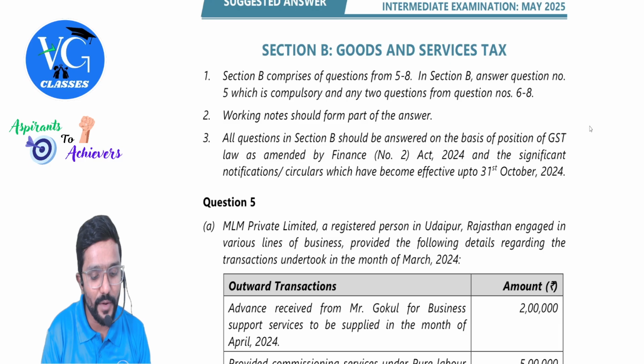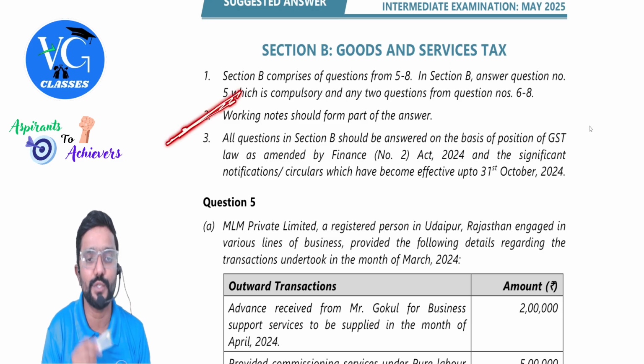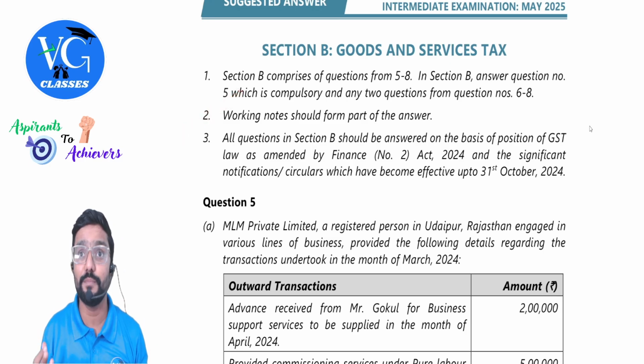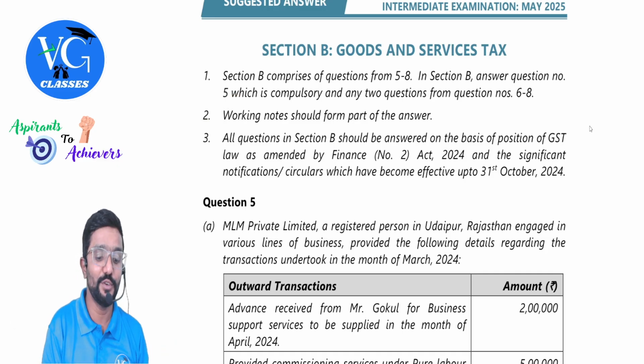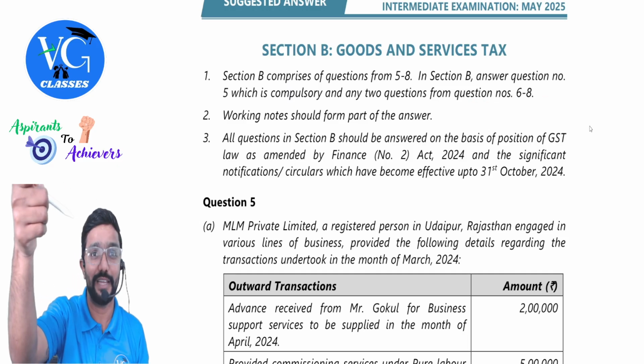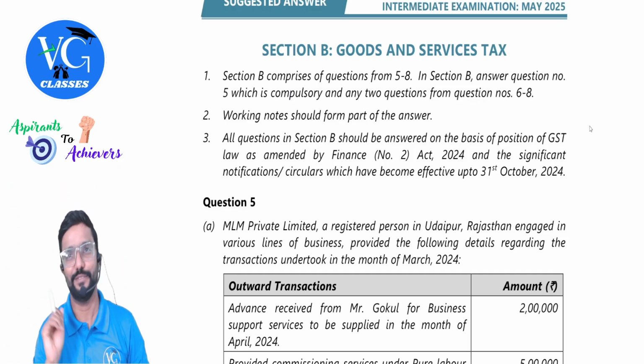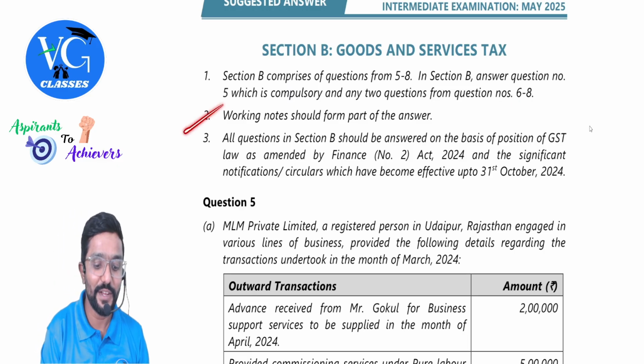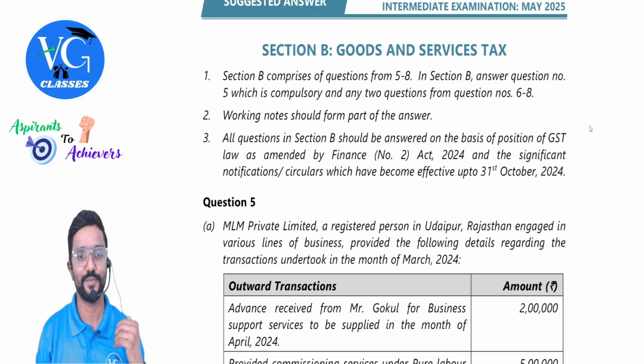Working note should form part of the answer. I keep telling this to the students. They are telling it in the question paper only, because even the institute knows students will take this as an option. They told that out of 3 questions you take one as an option, but students will take working notes only as an option. That is why they are giving this disclosure in the question paper also.